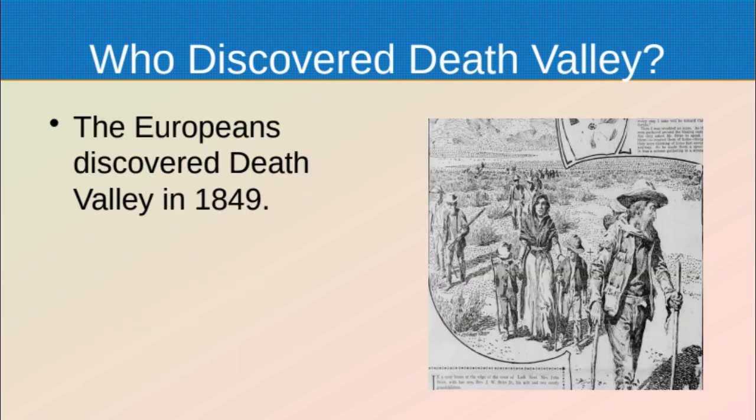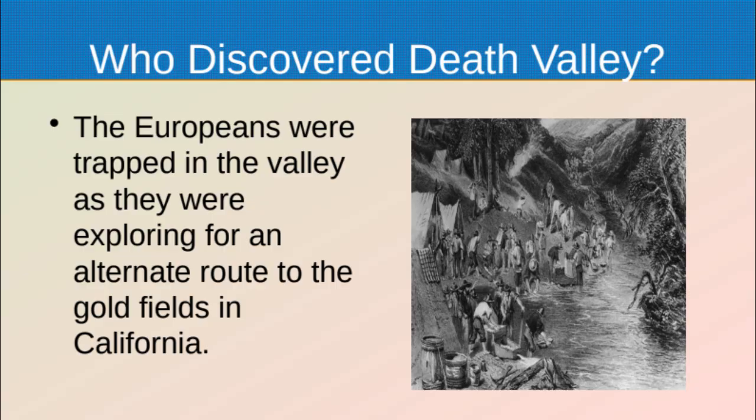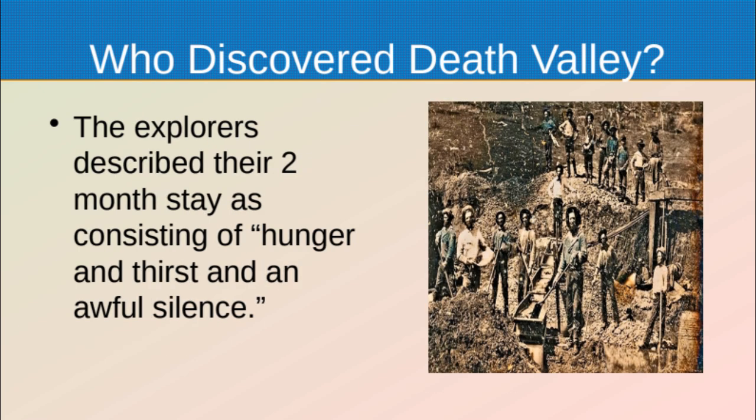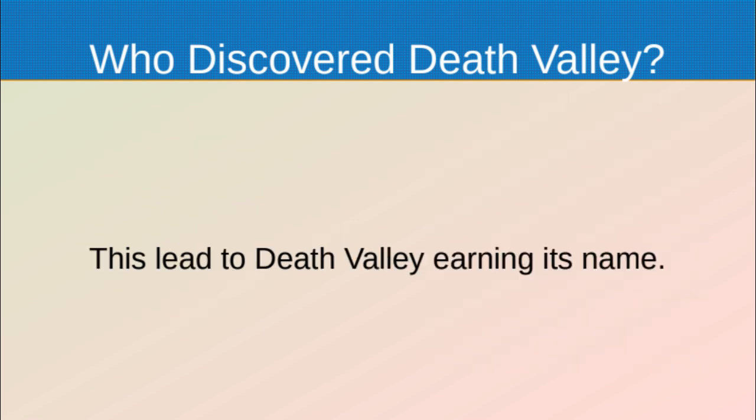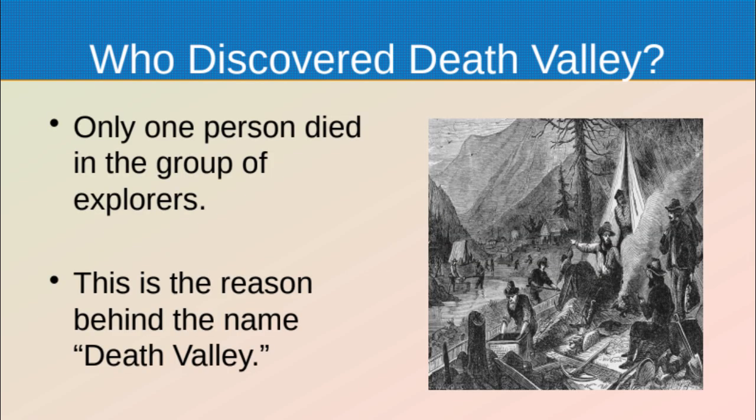European explorers discovered this location in 1849. They were trapped in the valley as they were exploring for an alternate route to the goldfields in California. The explorers described their 2-month stay as consisting of hunger and thirst and an awful silence. This led to Death Valley earning its name. Only one person died in the group of explorers. This is the reason behind the name Death Valley.